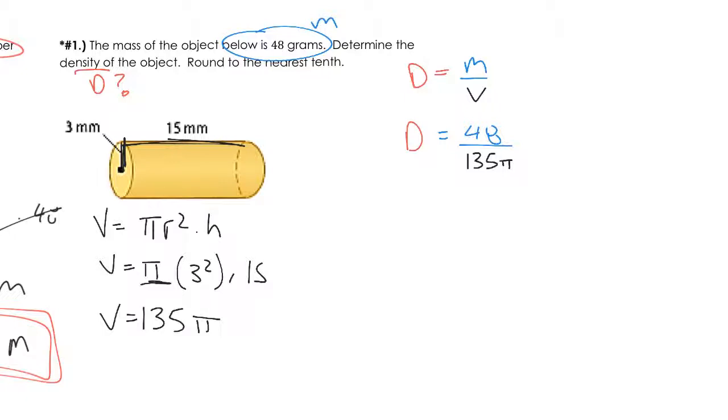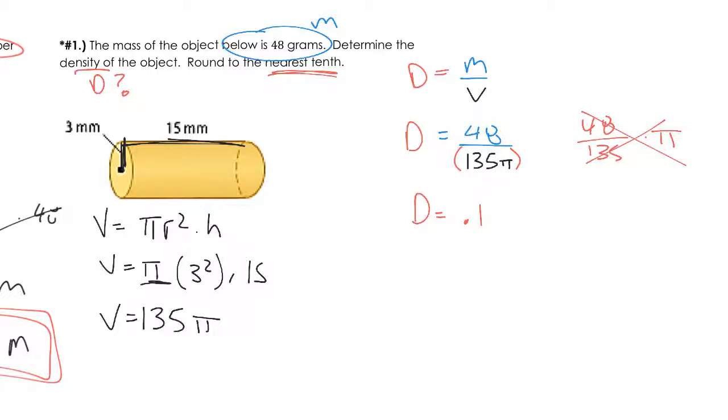If you have a graphing calculator, make sure you put 48 divided by, and then in parentheses, 135 times pi. You want this in parentheses because that's the whole denominator, and if you type it into your graphing calculator without it, it'll do 48 divided by 135, then times pi in your calculator. So make sure you put parentheses. So the density equals 0.11. It's set to the nearest tenth, so just 0.1.